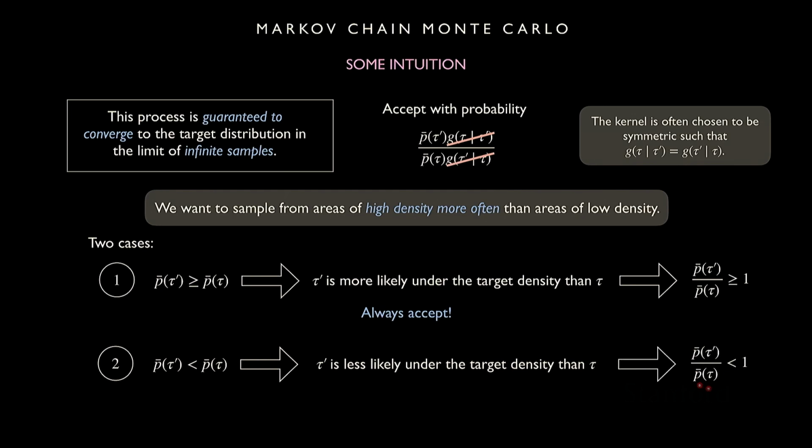sample it or accept it with some probability less than 1, and that probability is proportional to how much less likely it is. So if it's a lot less likely, then there's still some chance that we might accept it, but a small chance that we're going to accept that sample. And so that gives you some intuition of what this is hopefully achieving: that we sample from these high density areas more often, but we still sometimes get samples from the lower density areas.